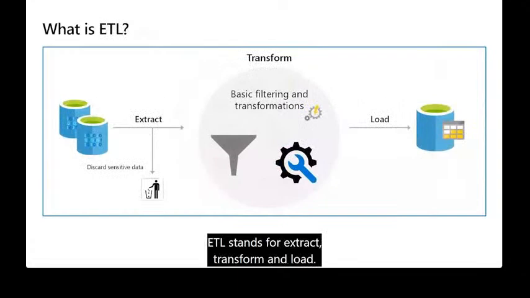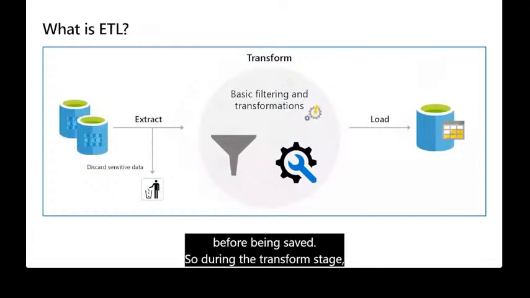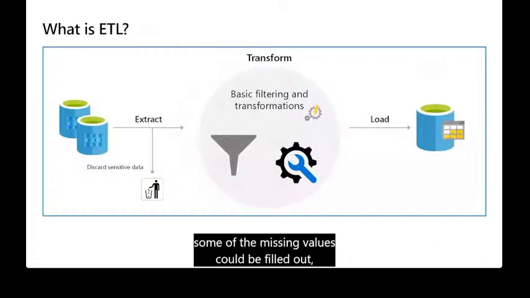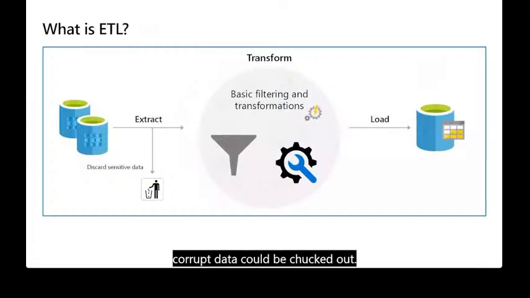ETL stands for extract, transform, and load. So the raw data is retrieved and transformed before being saved. During the transform stage, the data might get standardized, cleaned, transformed, aggregated. Some of the missing values could be filled in, corrupt data could be thrown out. Other tasks could involve some basic data cleaning, deduplicating data, and reformatting some of the contents of the data.